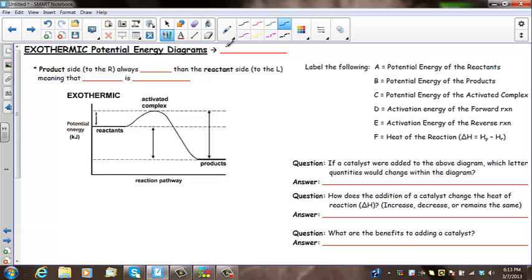We know that they release energy. The product side to the right is always lower than the reactant side to the left, meaning that delta H is going to be negative.